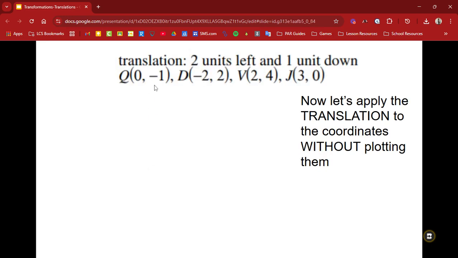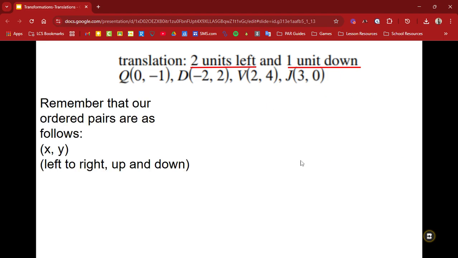This is really it. All right. So sometimes you're going to be given a list of coordinates, and it's going to tell you that it wants you to translate them 2 units left, 1 unit down. Now, here is the part that gets kind of tricky: these are different types of operations that we're going to be using.